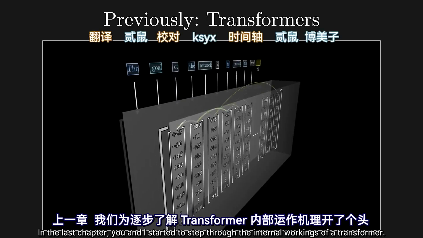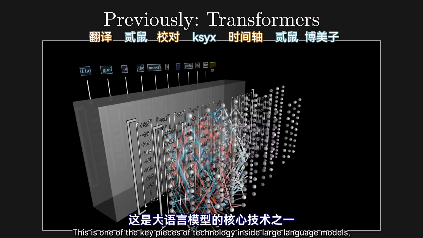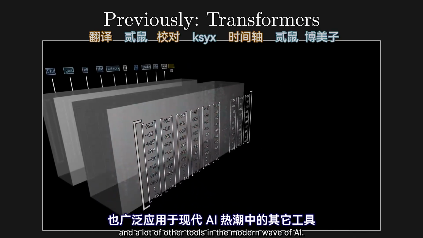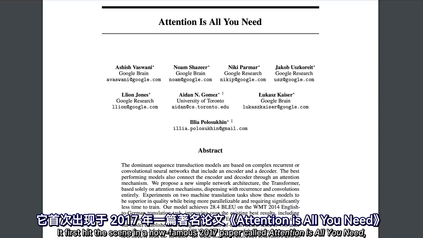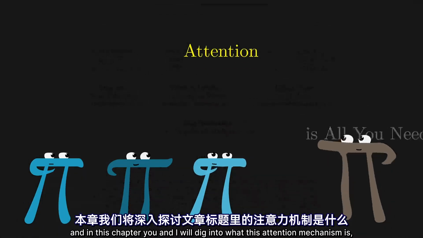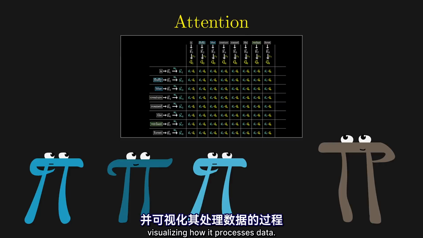In the last chapter, you and I started to step through the internal workings of a transformer. This is one of the key pieces of technology inside large language models and a lot of other tools in the modern wave of AI. It first hit the scene in a now famous 2017 paper called Attention is All You Need, and in this chapter, you and I will dig into what this attention mechanism is, visualizing how it processes data.